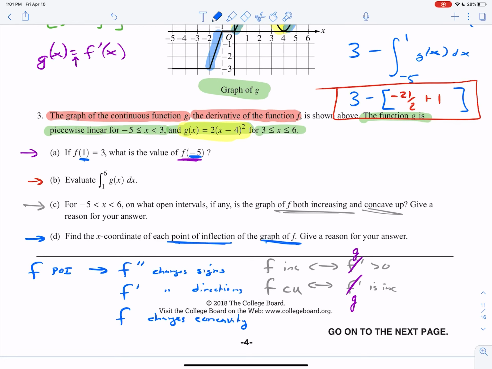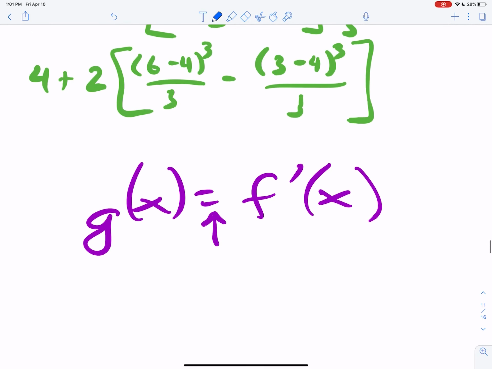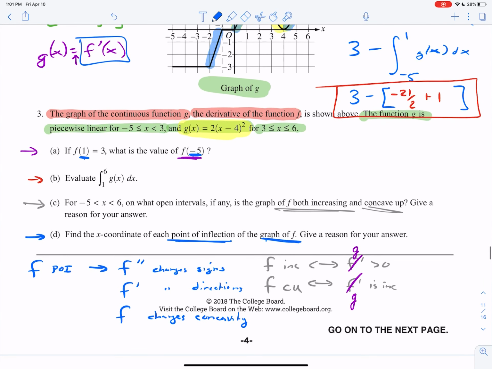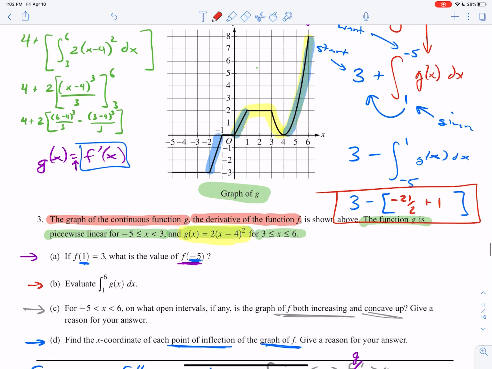So we have the graph of g, okay? The graph of g is given. So notice here how g is equivalent to f prime. So let's use to our advantage f prime here. F prime, remember, is just g. So can we see where g is changing directions? Okay, when does g change directions? Okay, so it's looking like it's only changing directions at x equals 4. Okay, prior to that, it's either moving constant or going upwards.